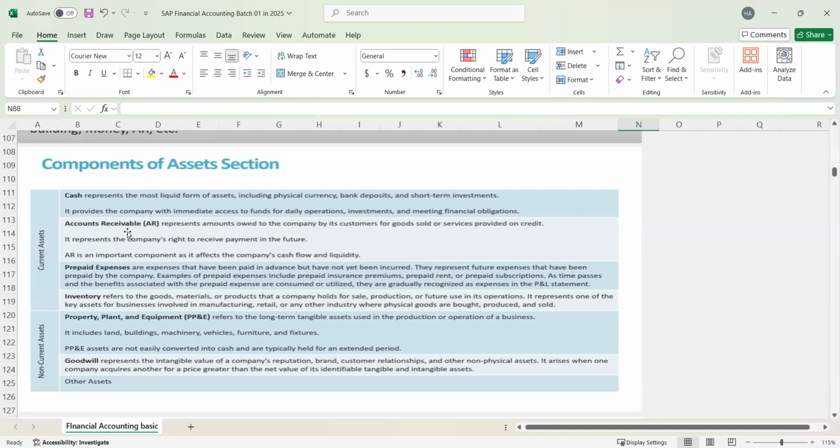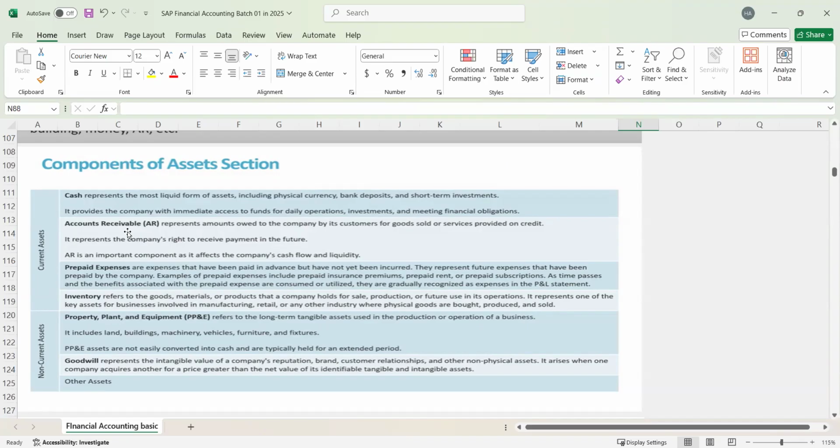But over time, when you begin to work, you begin to understand why we are saying these things. Now, when we say current asset, we've explained what it means. We've also explained what cash is and where it falls under current assets. So we say cash represents the most liquid form of assets, including physical currency. I don't need to explain much in that part. We all know what cash means.